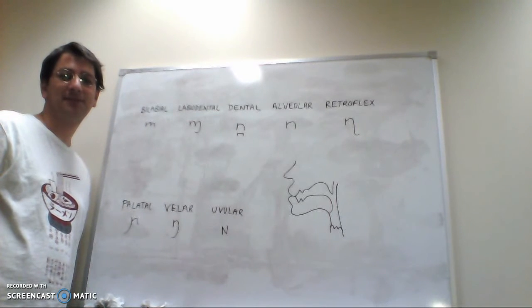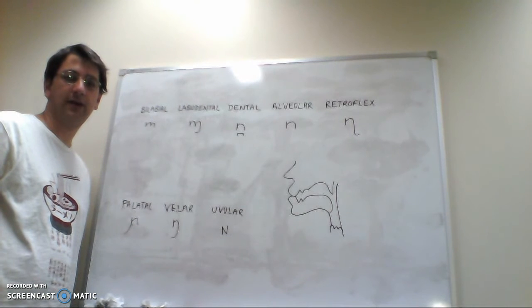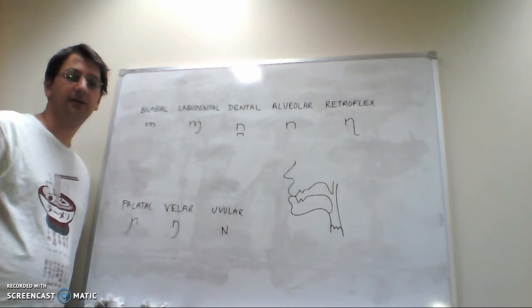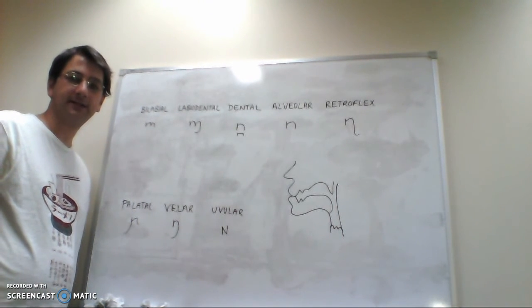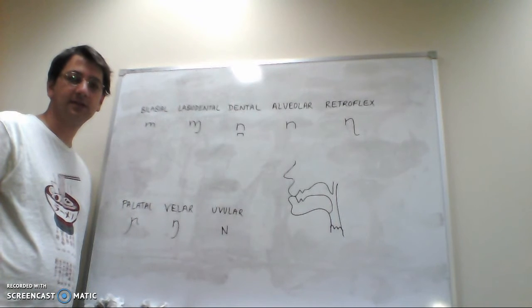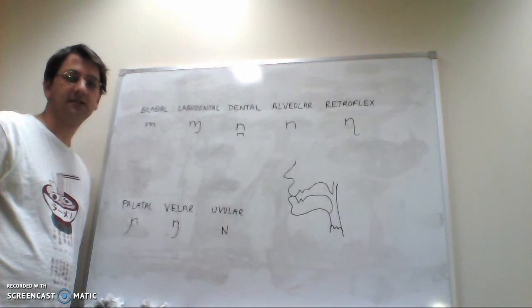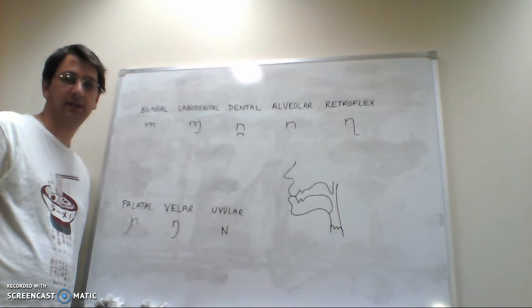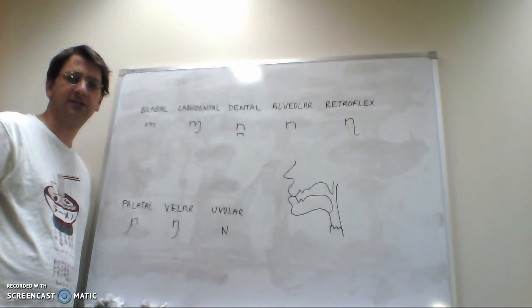Hi, this is the first video in a series of tutorials to get you trained in the production and perception of the IPA sounds. And this week we will get started with nasals. That's because nasals are very flexible in terms of place of articulation, so I thought it would be a good starting point to understand all the different places of articulation.